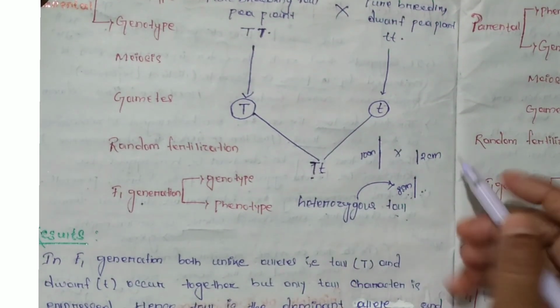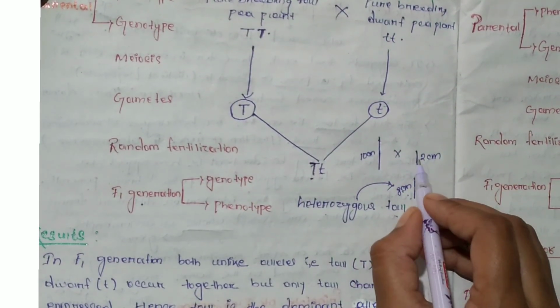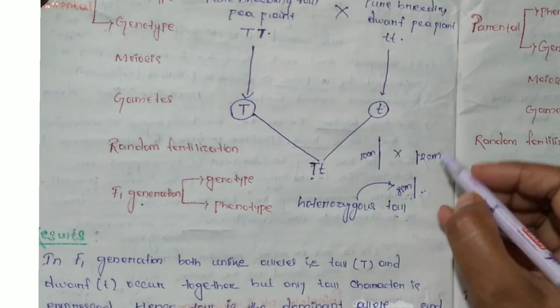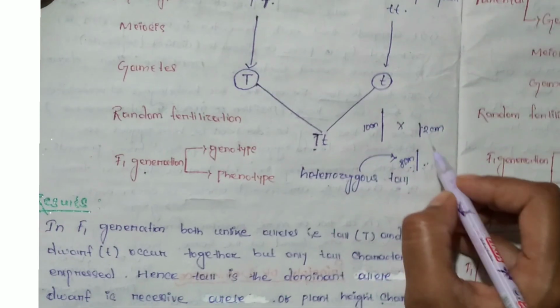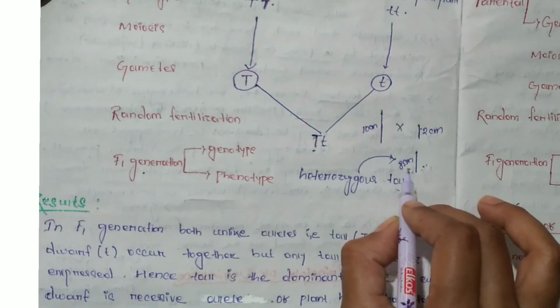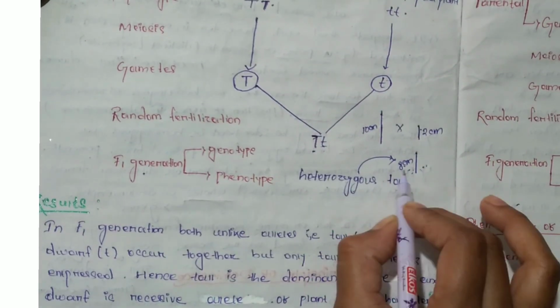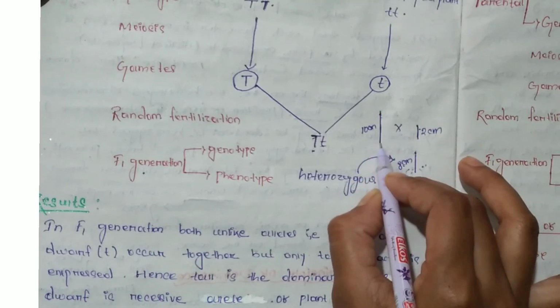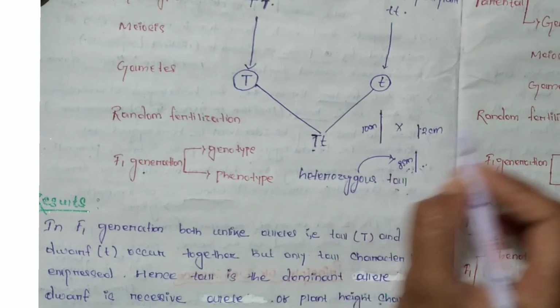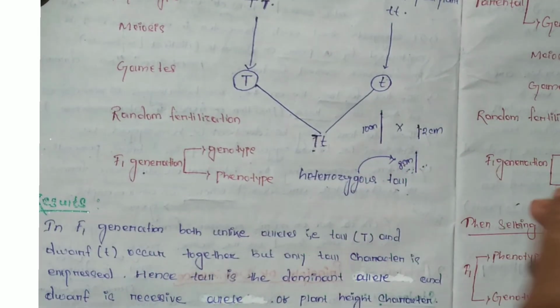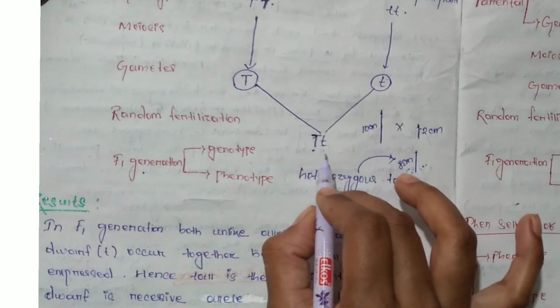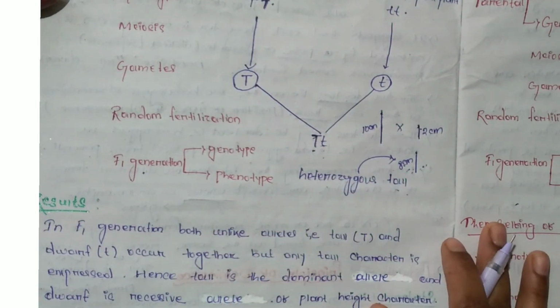Here we call a plant dwarf when it is 2 centimeters or below. So here he got 8 centimeter tall pea plants. That's why it is called heterozygous tall. It is not the pure breeding 10 centimeter tall, nor the pure breeding 2 centimeter dwarf. That's why it is heterozygous tall. Here they gave some examples.